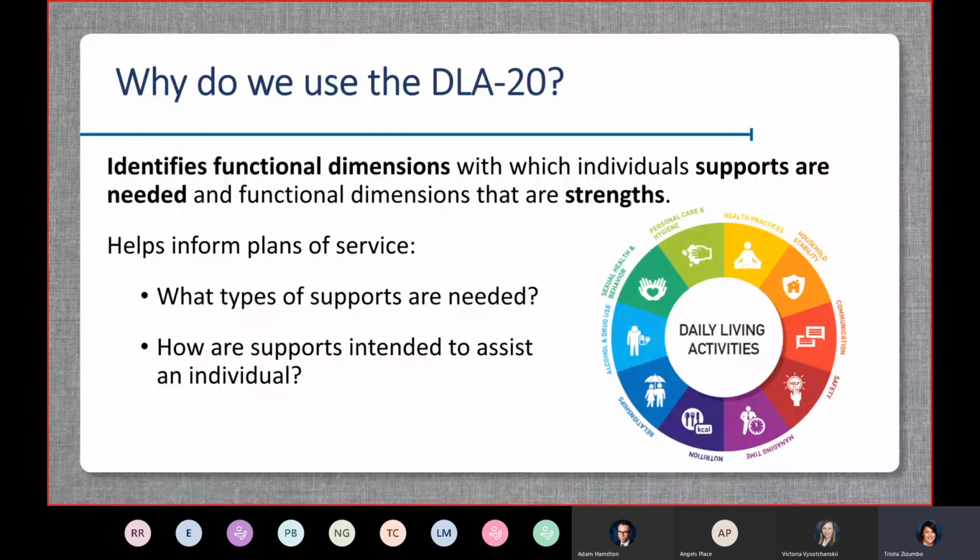Why do we use the DLA 20? The DLA 20 identifies functional dimensions with which individuals' supports are needed and the functional dimensions that are strengths. This helps inform plans of service, what types of supports each individual needs, and how the supports intend to assist the individual.